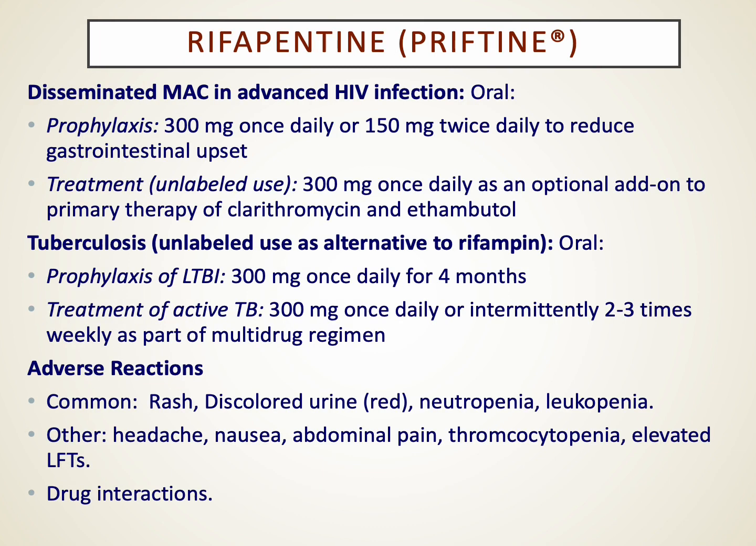Rifapentine is a rifampin-like drug. This is used for Mycobacterium avium intracellular infections, also used for tuberculosis as an alternative to rifampin. It's a rifampin-like derivative. With rifampin and any of these rifampin derivatives, you need to run another drug interaction check.